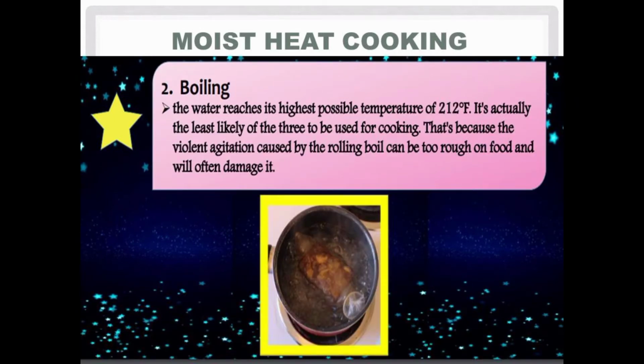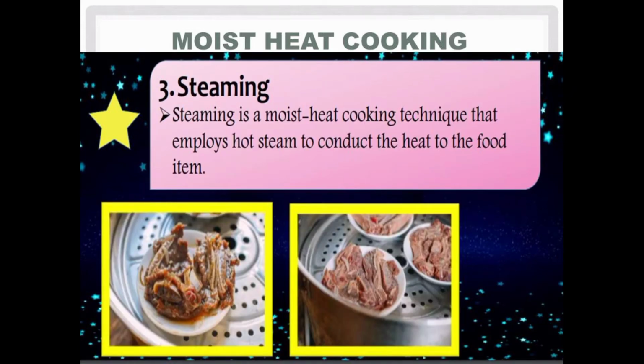Next, we have boiling. The water reaches its highest possible temperature of 212 degrees Fahrenheit. It's actually the least likely of the three to be used for cooking. That's because the violent agitation caused by the rolling boil can be too rough on the food and will often damage it. Next, we have steaming.